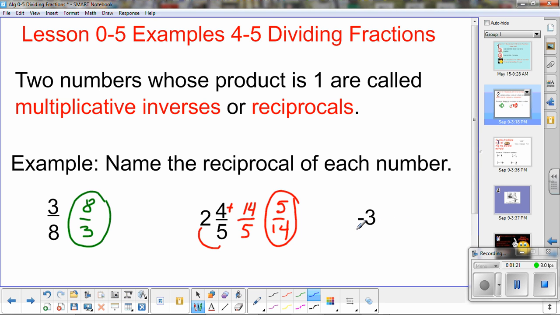For -3, we want to first write it as a fraction by putting it over 1, and then we're going to flip it around, and we have to keep it negative because the product is always 1, and a negative times a negative is a positive. So the reciprocal of -3 is -1/3.